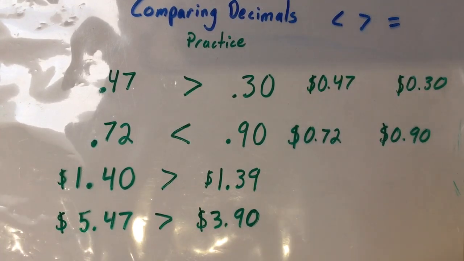All right, go on to any of the other practice. I know this can be tricky. Remember, make sure you have the same number of digits after the decimal point, or turn it into money. That helps a lot of students and doesn't allow them to be tricked.